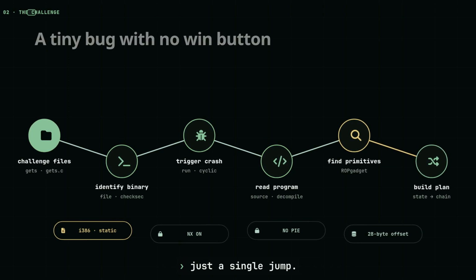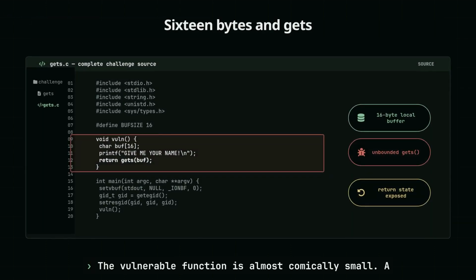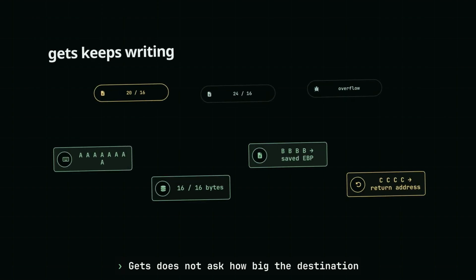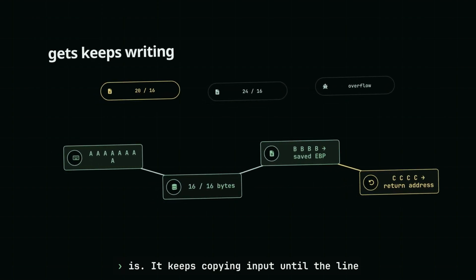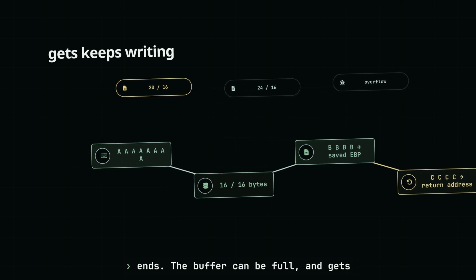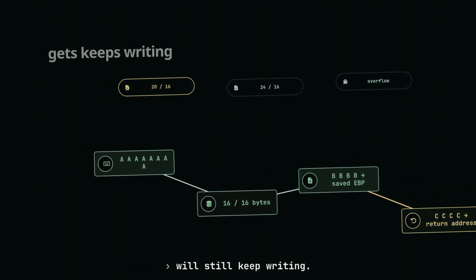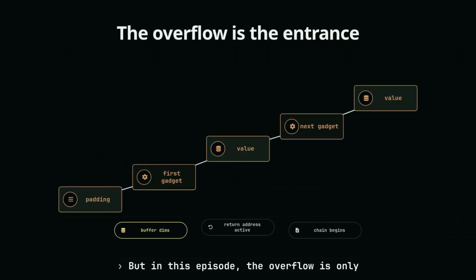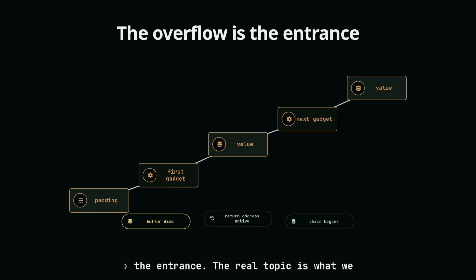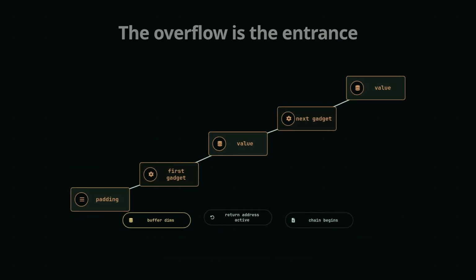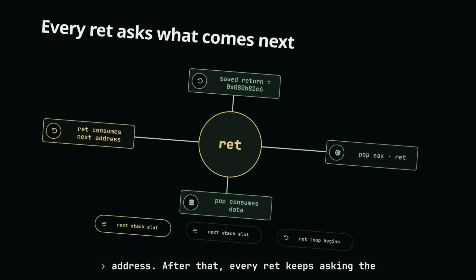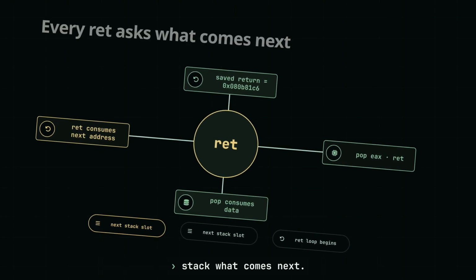It is a good ROP lesson because the source is tiny, but the exploit is not just a single jump. The vulnerable function is almost comically small: a 16-byte buffer, a prompt, and gets. Gets does not ask how big the destination is. It keeps copying input until the line ends. The buffer can be full, and gets will still keep writing. So yes, there is still a buffer overflow, but in this episode, the overflow is only the entrance. The real topic is what we put after the entrance. The first gadget address becomes the fake return address. After that, every ret keeps asking the stack what comes next.